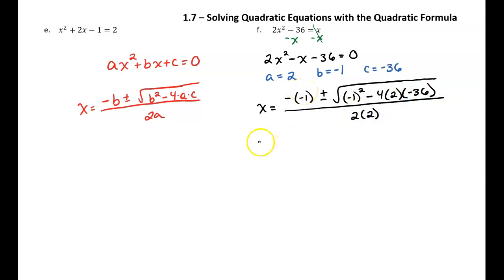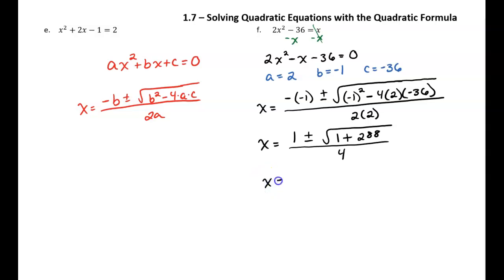All right, a lot of signs. A lot of signs in these problems. We take our time with them. Negative and a negative is a positive, plus or minus. -1 squared is a positive 1. The negative and a negative turns positive. Same thing over here, a negative from that subtraction with the negative from the c value will turn this into a plus. 4 times 2 is 8. 8 times 36. In my calculator, I get 288. All of this is divided by 4.